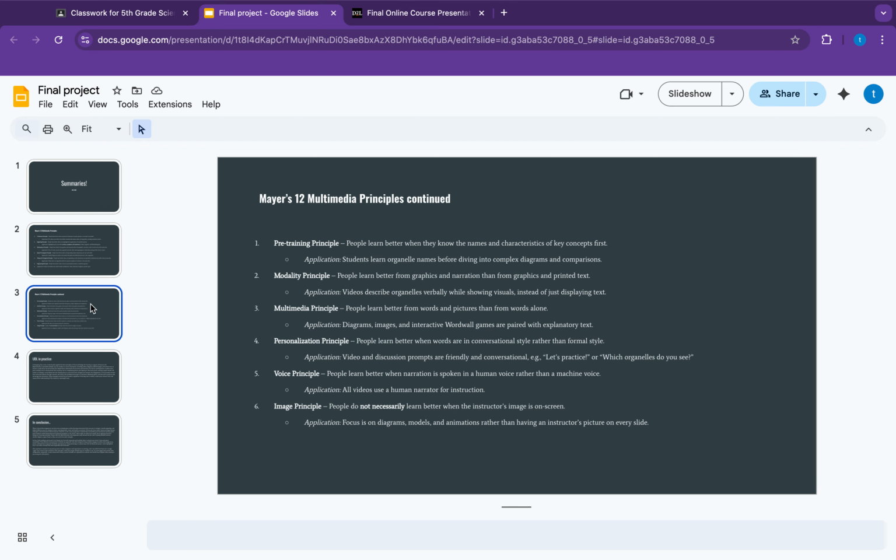Multimedia principle. There was a variety of different ways and things that they could look at. So diagrams, images, interactive word walls, and then explanatory text.